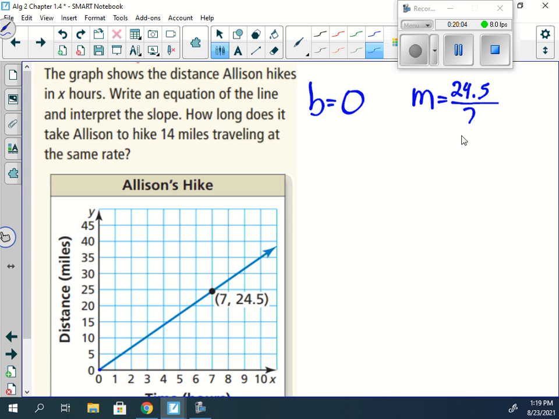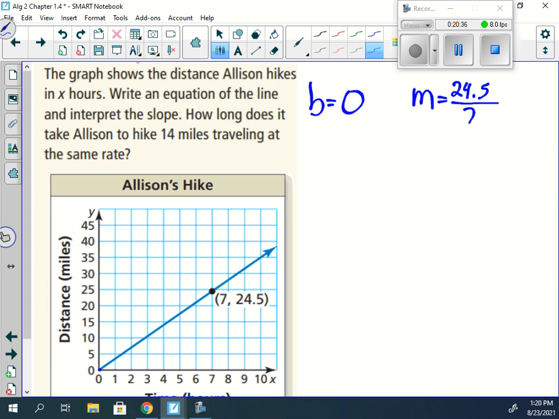24.5 over 7, because that's the only point they gave us, rise, run. And since we have 0, 0 as the other point given to us, because we could have put in 24.5 minus 0 over 7 minus 0, which is just the same thing as 24.5 over 7. But we can't leave it like this, because it's not good mathematically to leave a decimal and a fraction together.